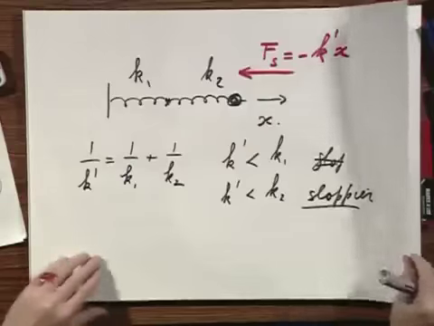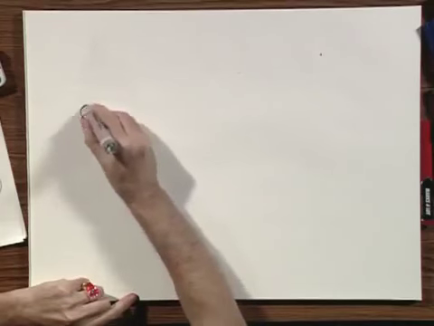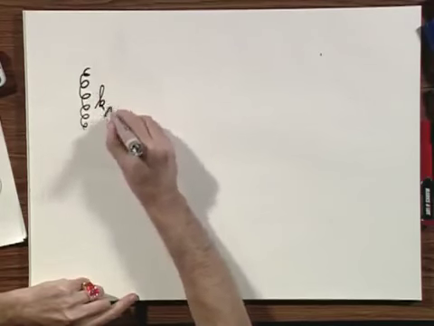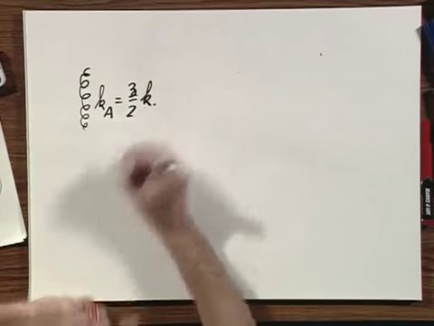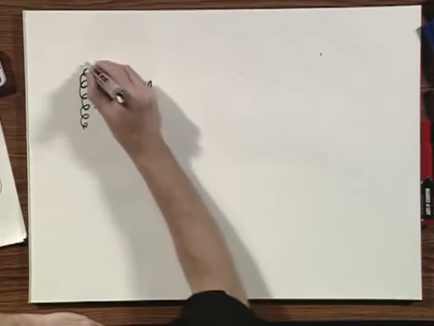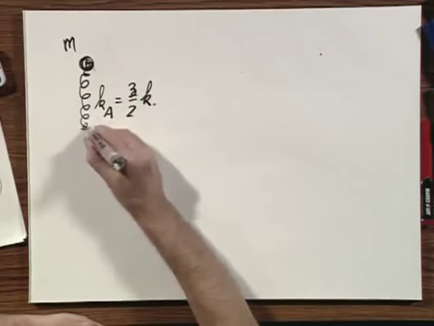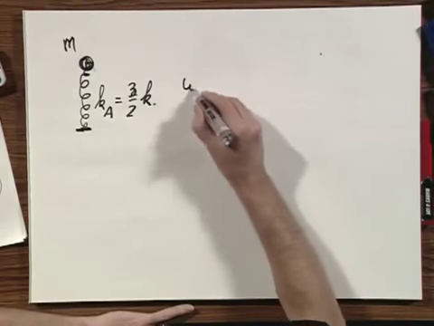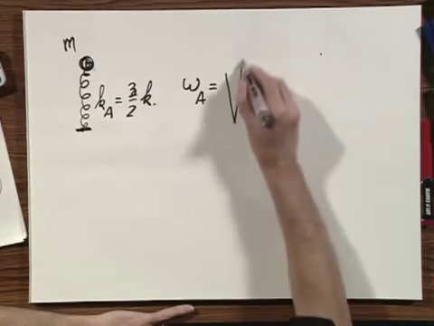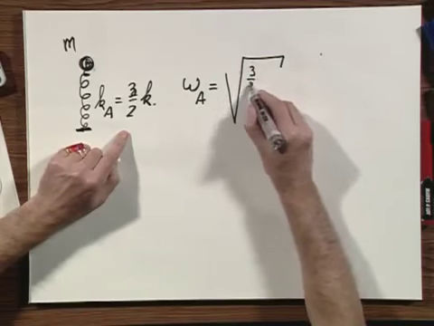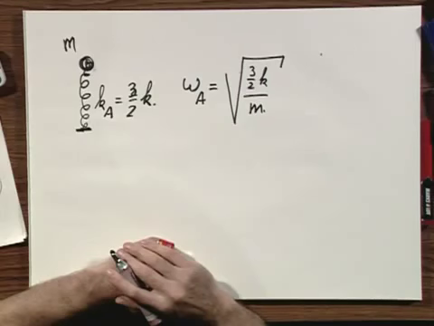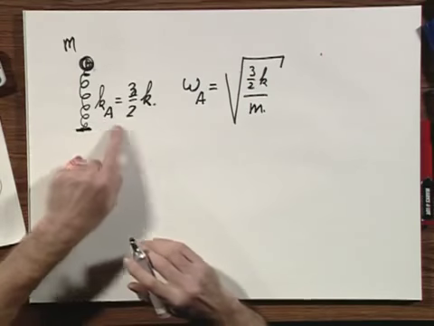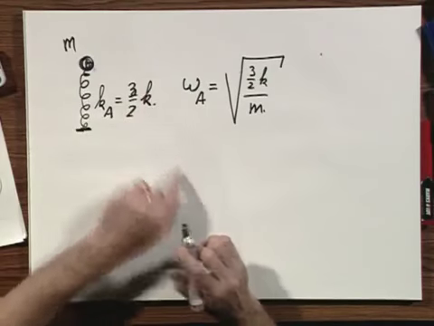Once you accept this, it's now very easy to calculate the frequency, because now I simply have here kA, which is 3/2 k. And I have a mass here, m, and this is fixed here. And so I know that omega A equals the square root of kA over m, but kA is 3/2 k, so it is the square root of 3k over 2m.